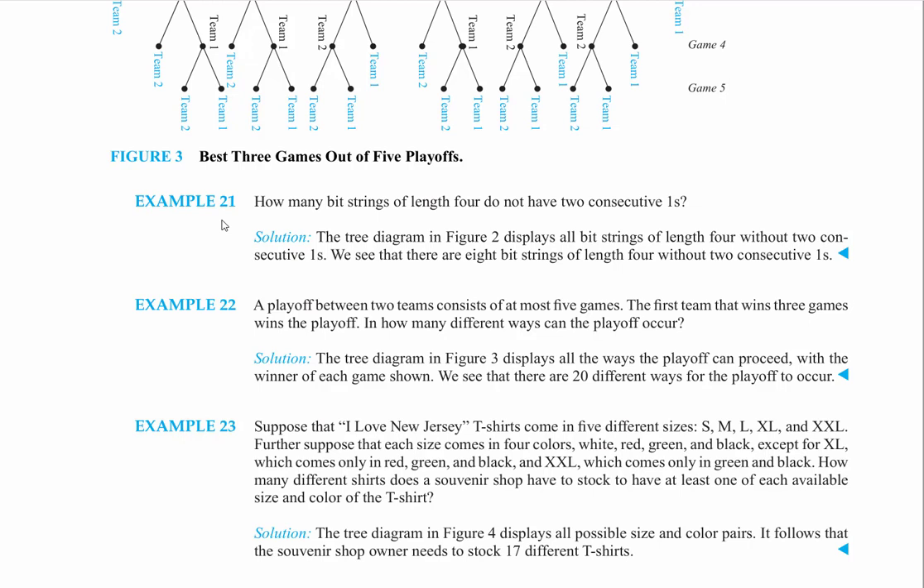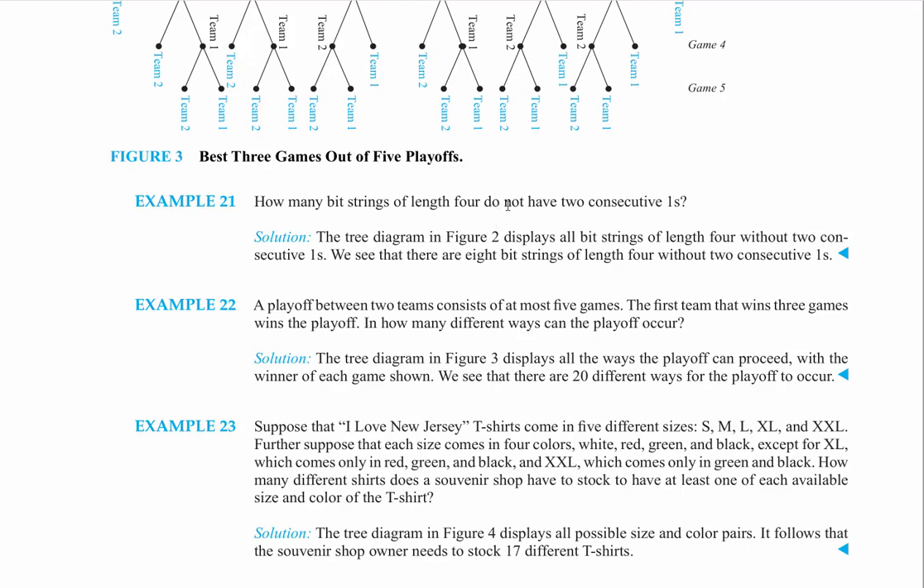Let's see here. Yes, example 21. Just to do one more tree diagram: how many bit strings of length 4 do not have two consecutive ones? You can think of 4 tasks. The first task is to choose the first bit on the left. It's a 0 or a 1.